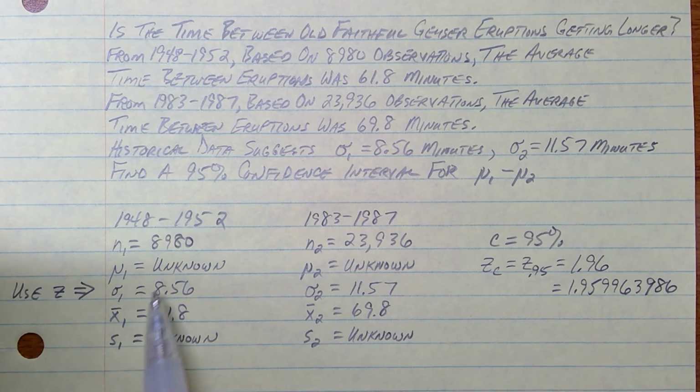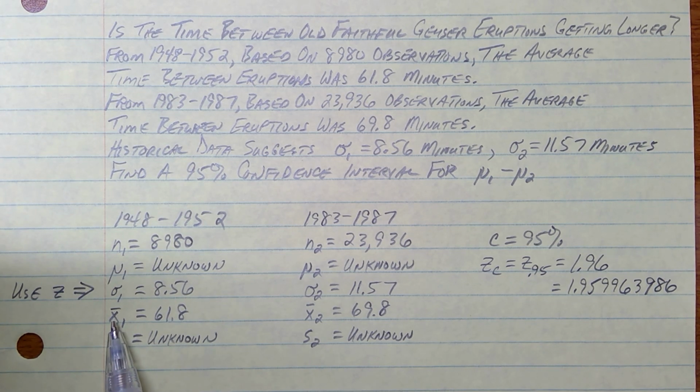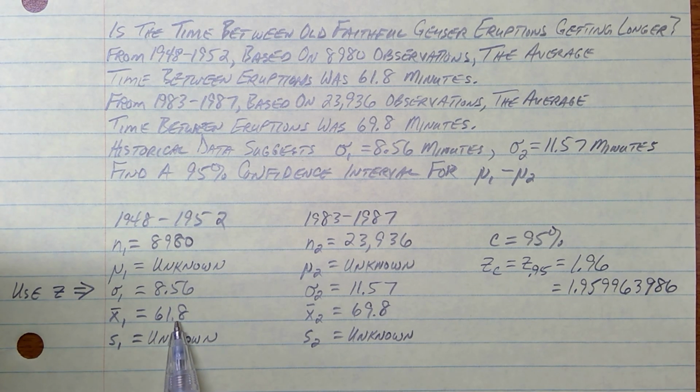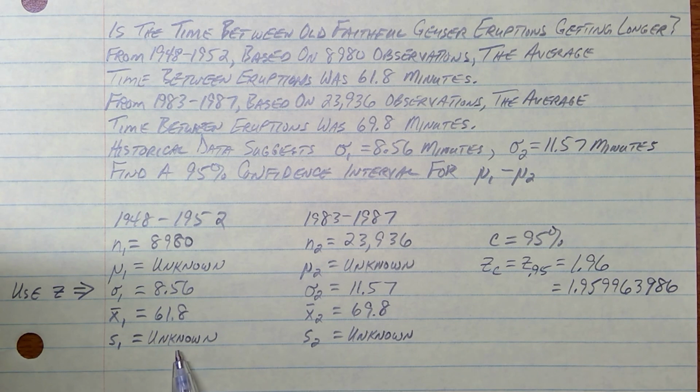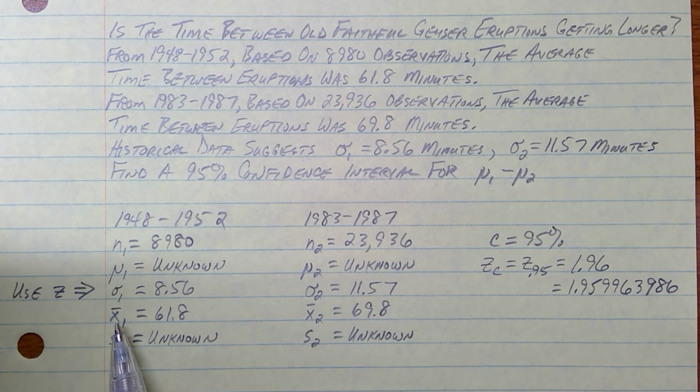We made a sample. We observed 8,980 eruptions. That's our sample, and on average it was 61.8 minutes in between eruptions. Our sample standard deviation is also unknown, but it's not actually necessary if we're using the z-score in our calculations. So it's unknown, but I don't care. We don't need it. We're going to guess at mu using x bar. We're going to guess at the population average using our sample average.